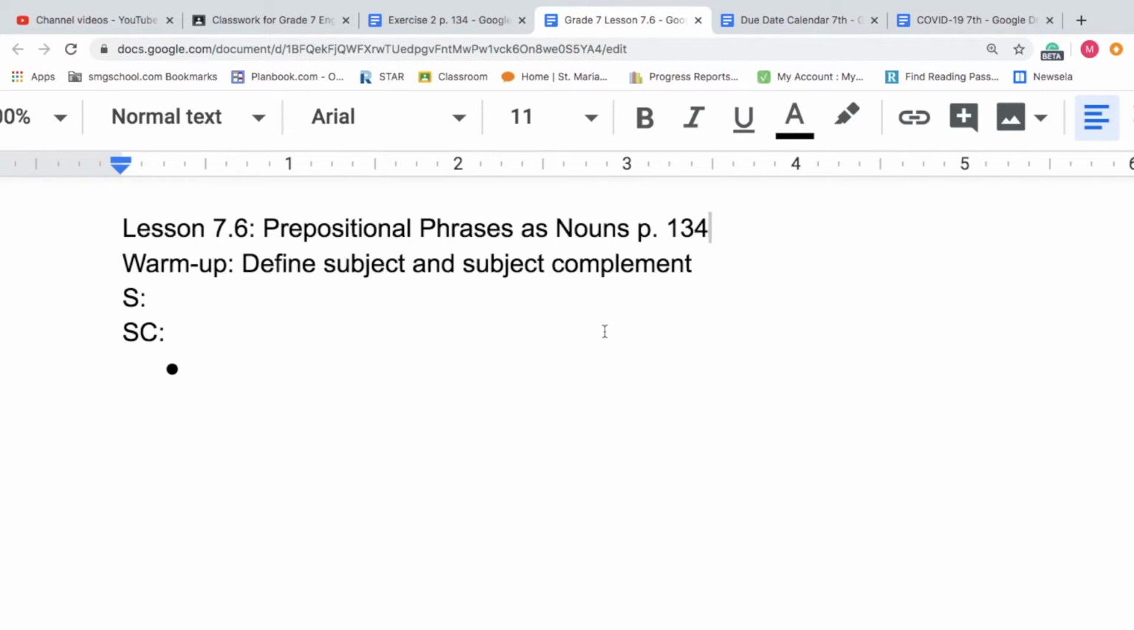Open your books, page 134, and before you begin, you don't need to write these directions down, but you're going to define what subject and subject complement are. So go ahead and pause the video and write down the definitions of subject and subject complement.